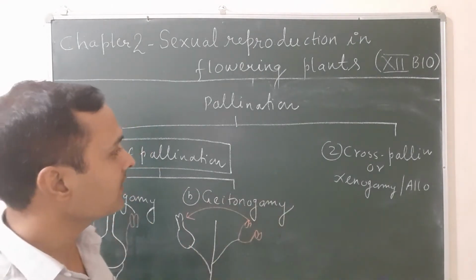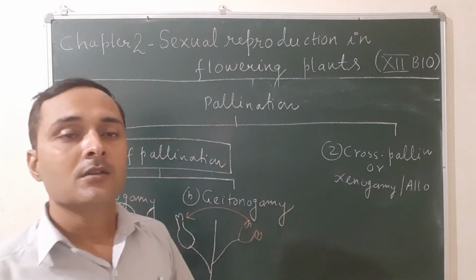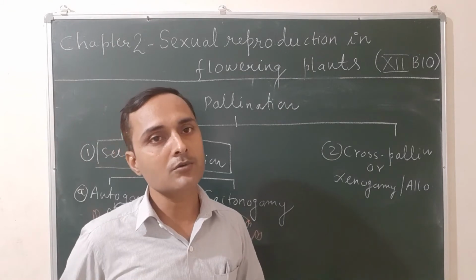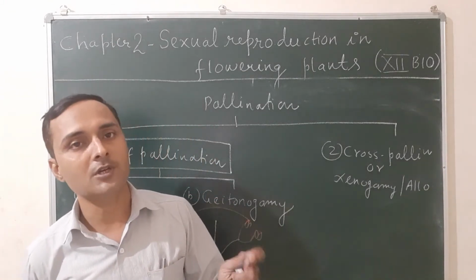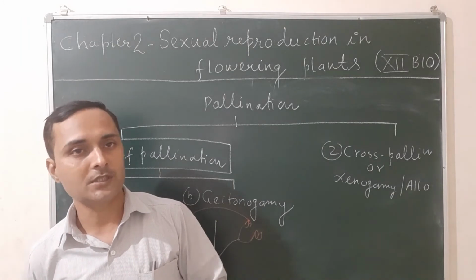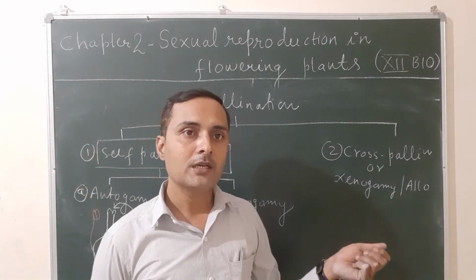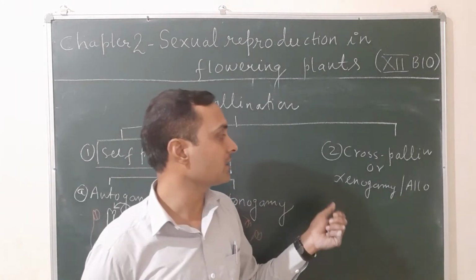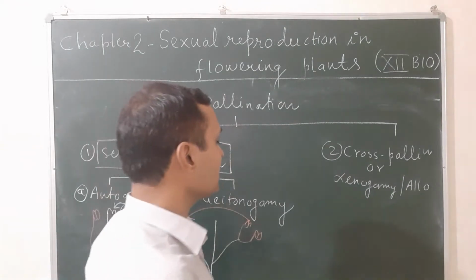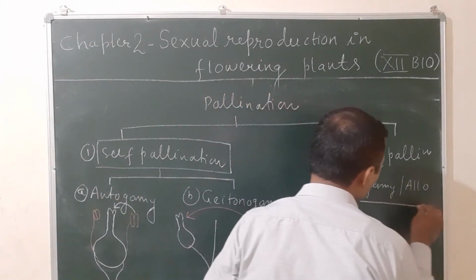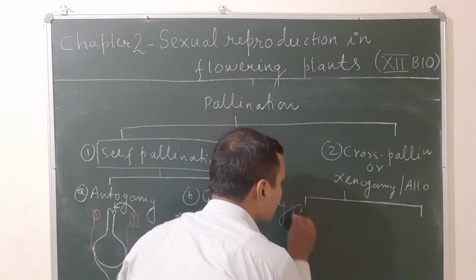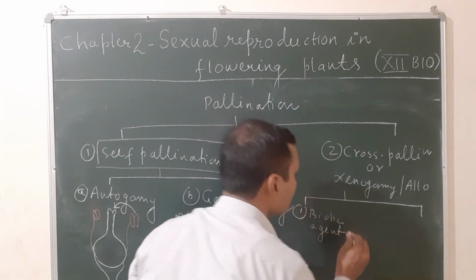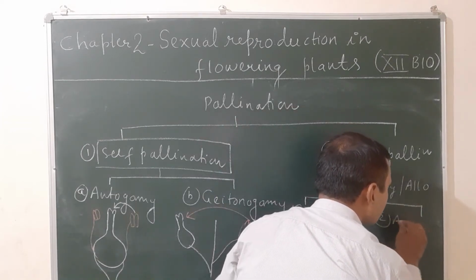Okay. Now the second one, what is cross pollination? The process of transfer of pollen from the anther of one flower to the stigma of another flower belonging to the same species is called cross pollination. All plants that bear unisexual flowers show cross pollination. Cross pollination takes place by two agents: through biotic agents, and through abiotic agents.